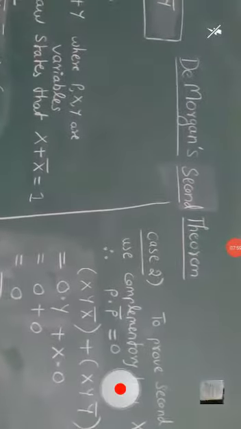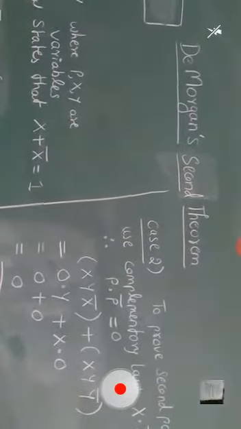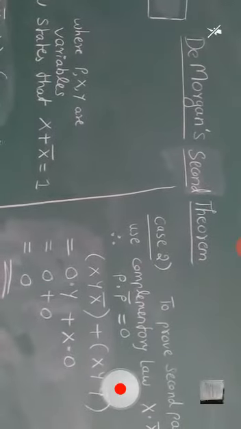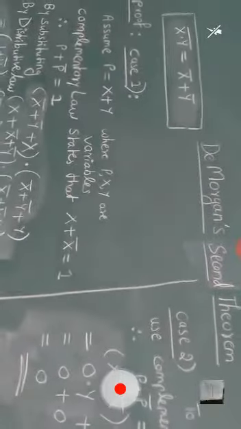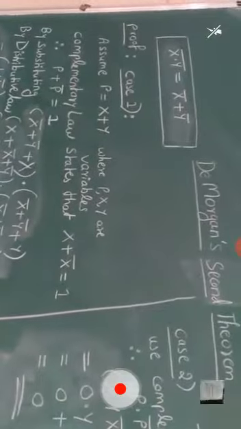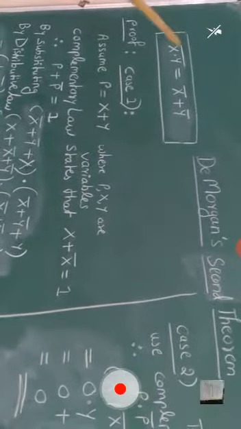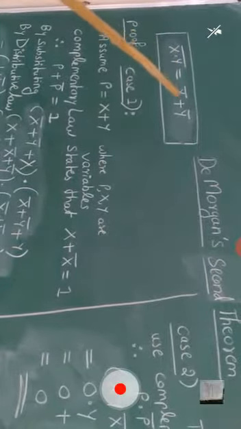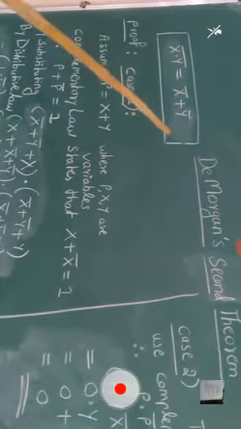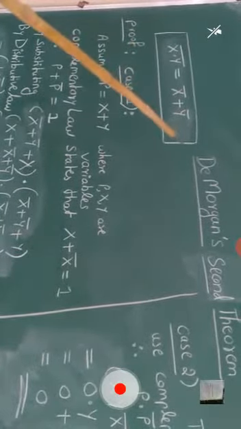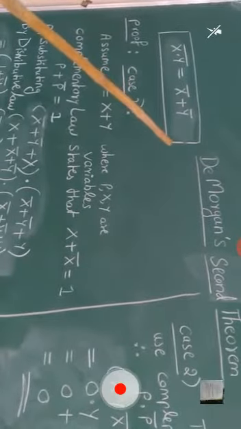So students, now let us learn De Morgan's second theorem. Okay, it states that, you can see here, it states that (x dot y) whole bar is equal to x bar plus y bar. So we have to prove this, our second De Morgan's theorem.